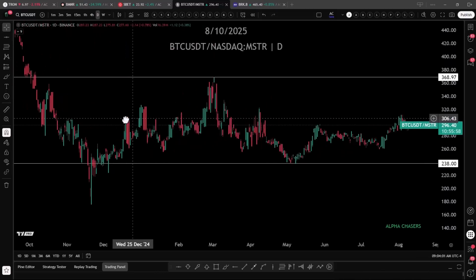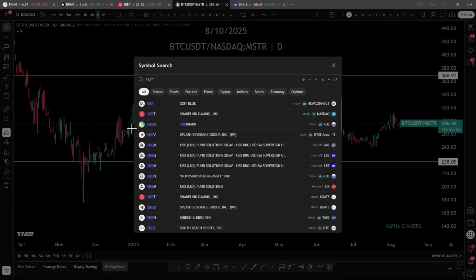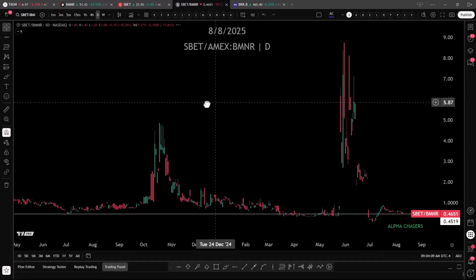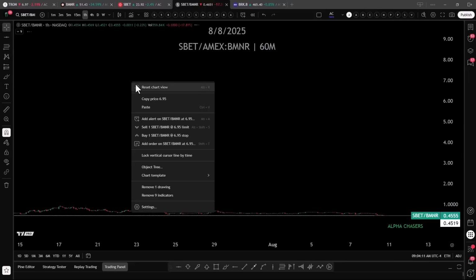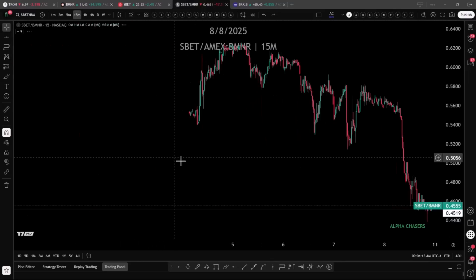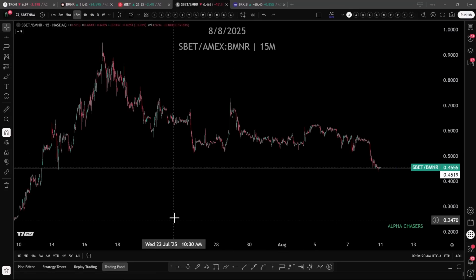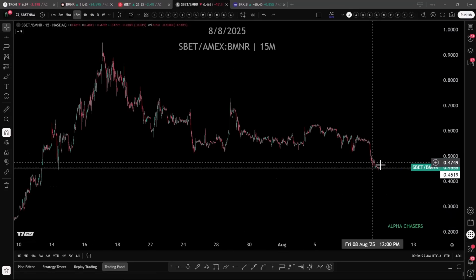But what I'm suggesting is that if you see something like SBET and you divide that by BMNR, you're going to see it all out of whack here. But if we take a look at this, and let's do it on a 15 again, and we're looking at something like this, you're like, okay, this is a support level where the parity trade was. I think it's worth paying attention to this level.